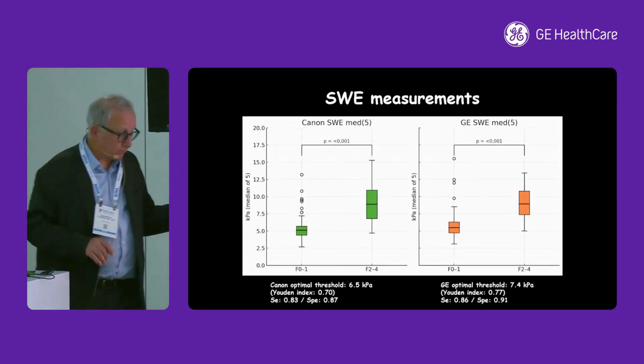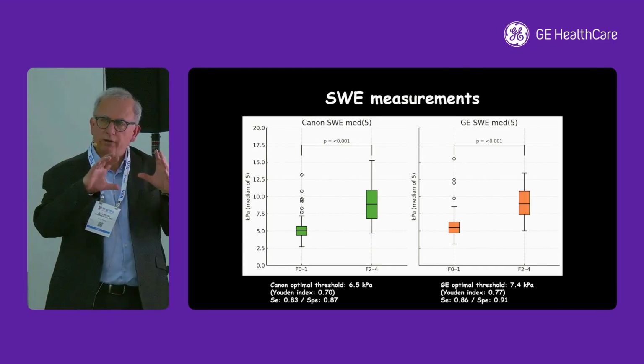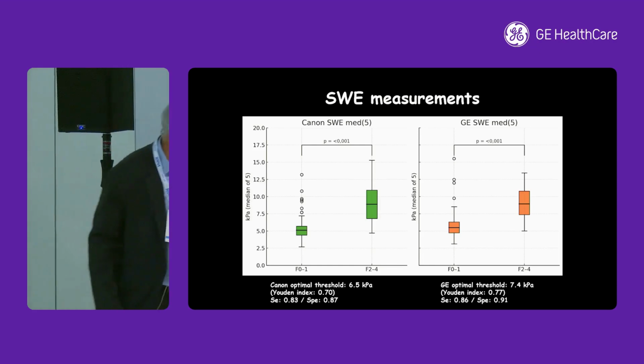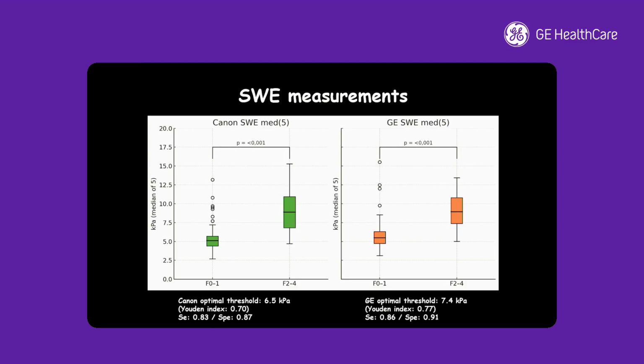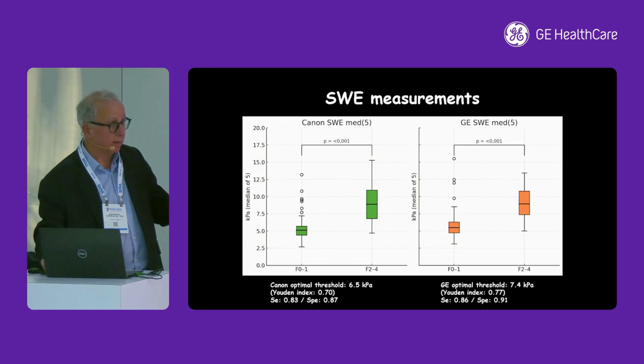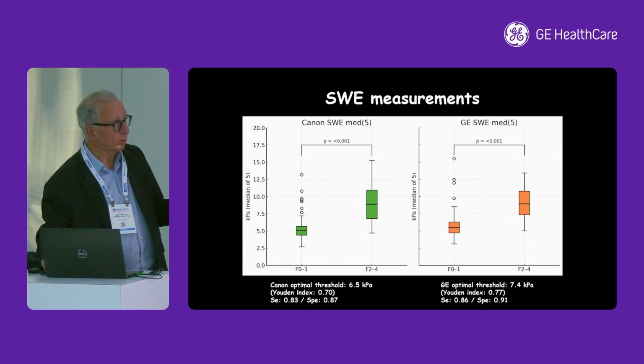And at the end, if we go to a more simple view, we have F0, F1, so mild or no fibrosis, and F2 to F4, which is significant fibrosis. We can split the population, and you see the sensitivity and specificity that we can get using the optimal threshold that is calculated from maximizing the Youden's index. The Youden index is a parameter that we use in statistics to calculate that. And you see that both systems are doing a pretty good job.